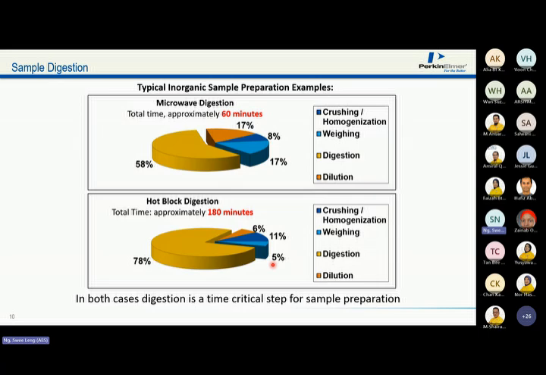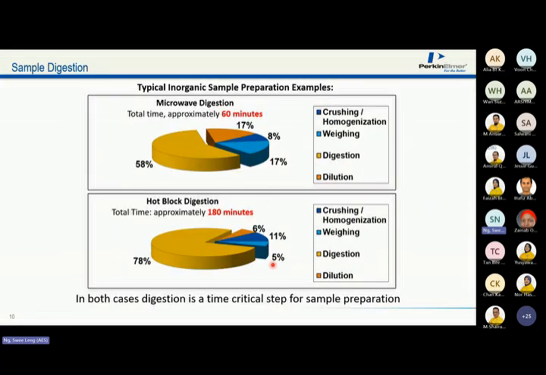But if you use a hot block, because you cannot pressurize, since open digestion has no pressurization, you actually cannot shorten your digestion time. Your sample digestion is actually longer. Maybe it will take you 3 hours, which is already a discount. Maybe you will digest for the whole day, and the sample will still not be able to digest because it's not pressurized.